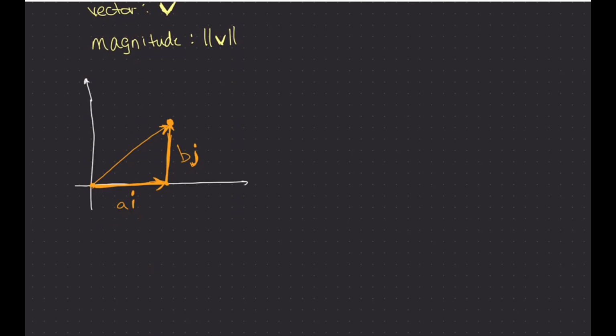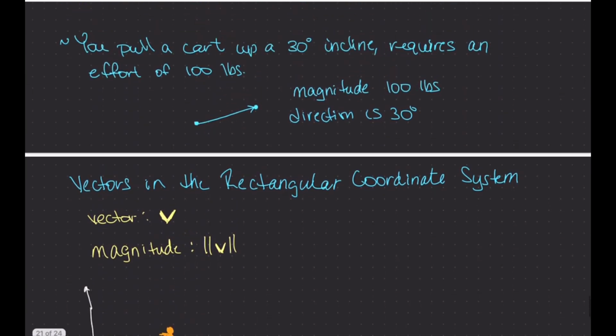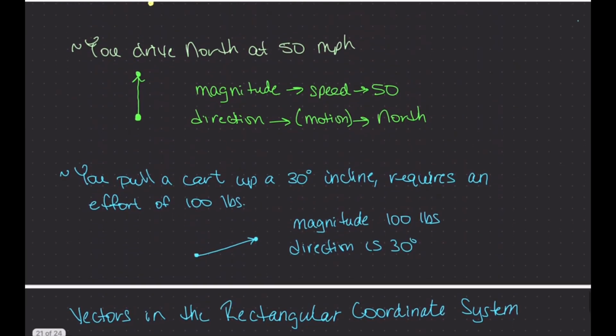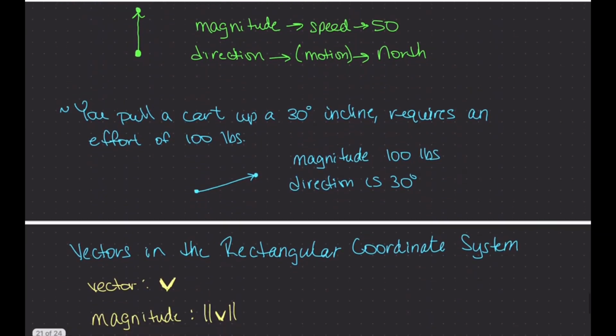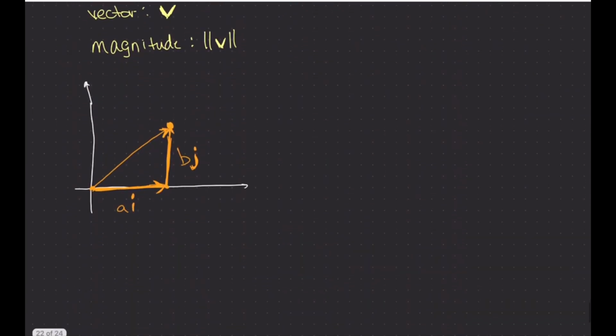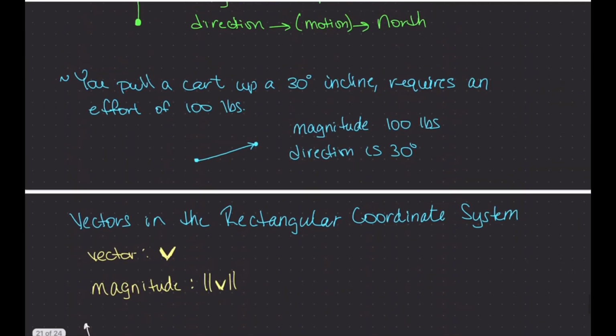Looks like a nice little right triangle, doesn't it? So when we were talking about our magnitude, we used a couple different words, like speed, or this was technically 50 miles per hour. So it gave you a distance. Same thing on this one with the magnitude of 100 pounds. Pulling at 100 pounds is almost like how fast you are able to pull that.